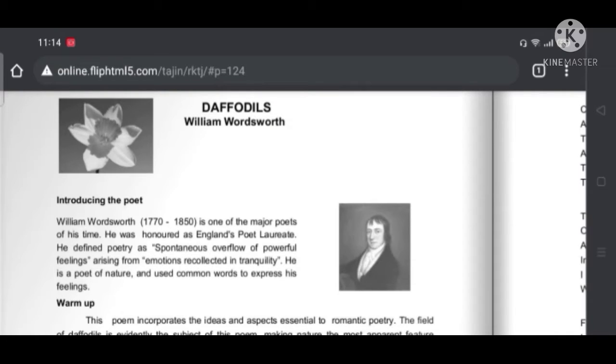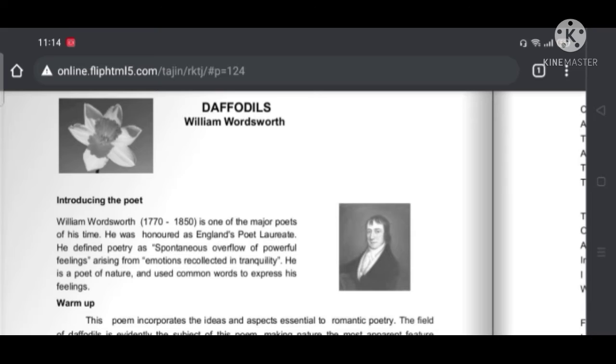So this is the poem Daffodils. It is written by William Wordsworth. William Wordsworth is a poet from England. He is from the 1770s to 1850. He's a very powerful poet.